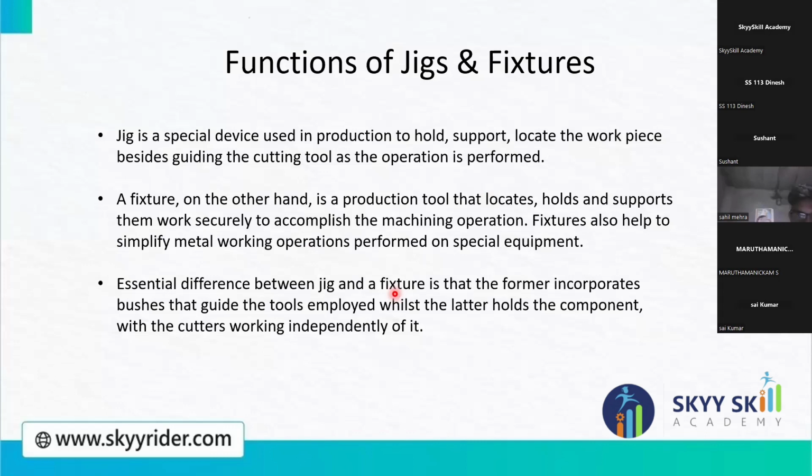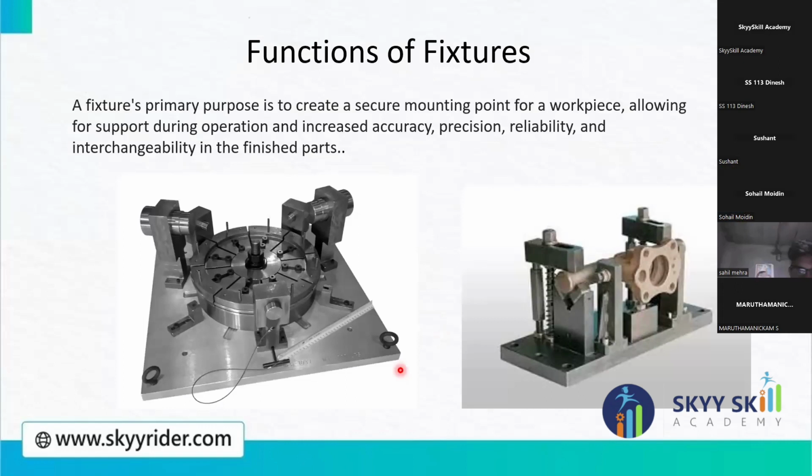So the essential difference between jigs and fixtures is that the former, the jig, incorporates bushes that guide the tool employed, whereas the latter holds the component, with the cutters working independently on it. So this is the only difference between jigs and fixtures. You can see this is a kind of welding fixture, and this is a kind of milling fixture.